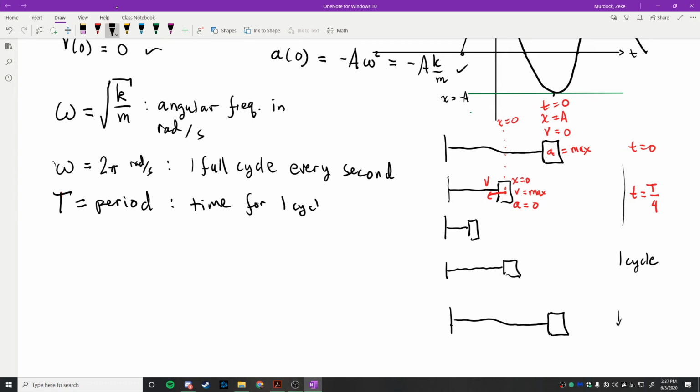So I can tell you very quickly that in terms of the period, this is going to be T over 4. Then this third position right here is T over 2. And this fourth position here is 3T over 4. My bad, not 3T over 2. And then the final position here is t equal to T. And then you basically go back to the beginning again.